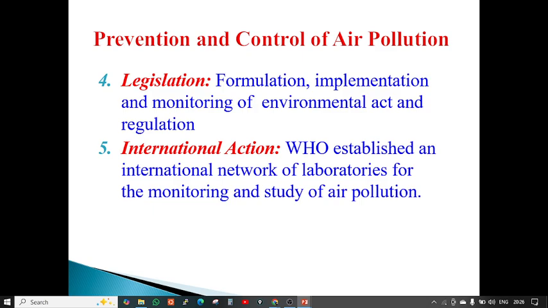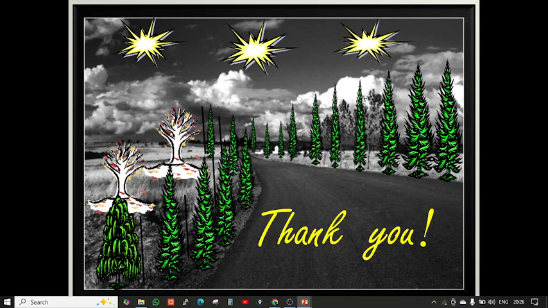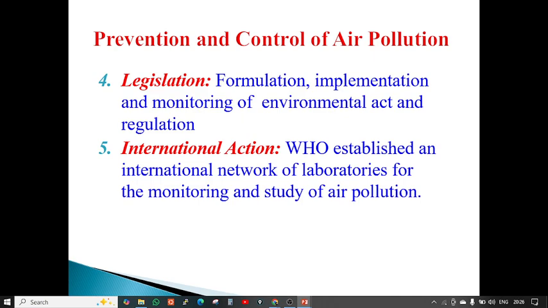Then international actions. WHO established an international network of laboratories for the monitoring and study of air pollution. R&D is also very much required in order to improve our lifestyle, to improve the monitoring stations, and to learn how to reduce air pollution. That is very necessary. So WHO established various stations and monitoring facilities. So this is all about air pollution, and how air pollution can be related to our health.